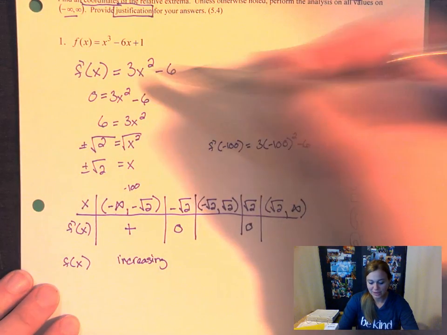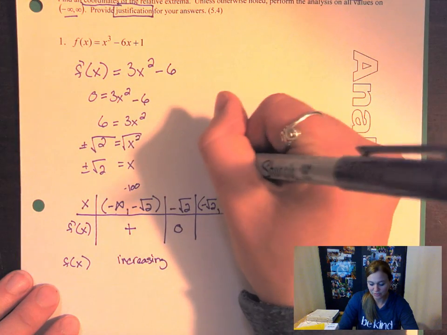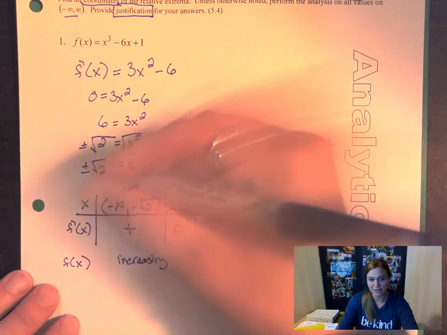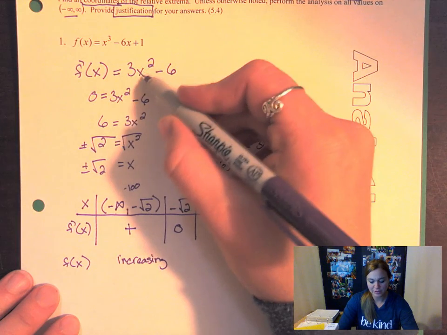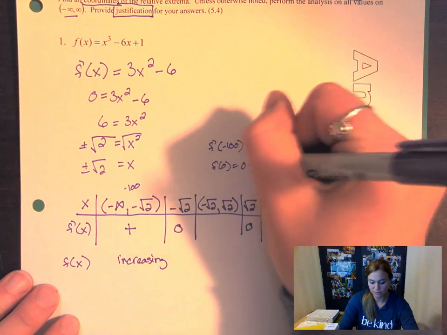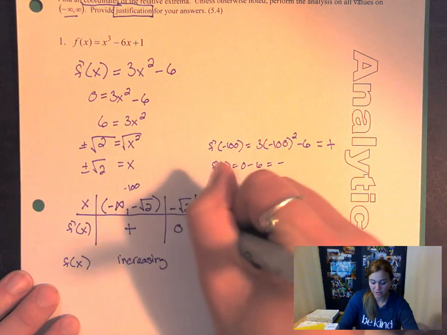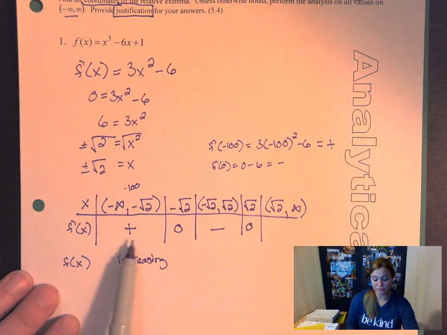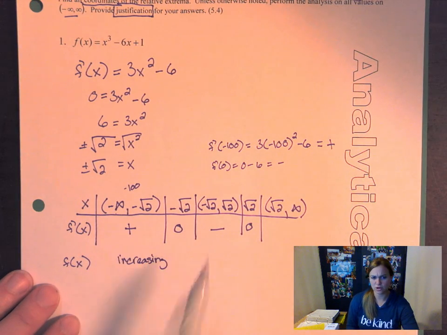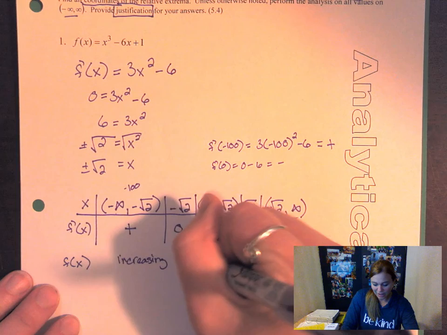If I had 3 times 0 squared, so f prime of 0, you don't have to write this part out. I'm just doing it so I can show you. Often I won't. It would be 0 times 3. You get 0 minus 6, negative. Don't just automatically assume if you got positive here, it's negative here. It's not always that way. But that means f of x is decreasing.